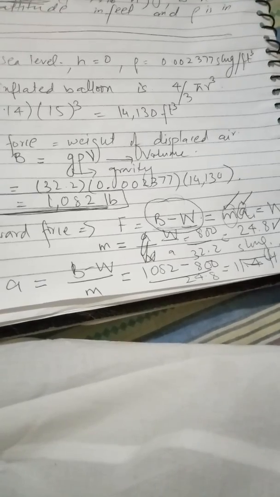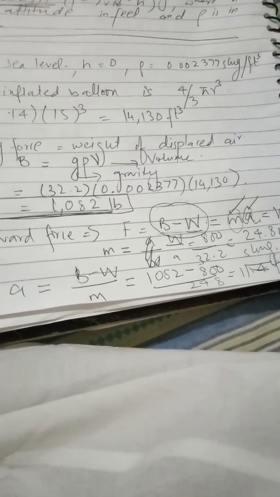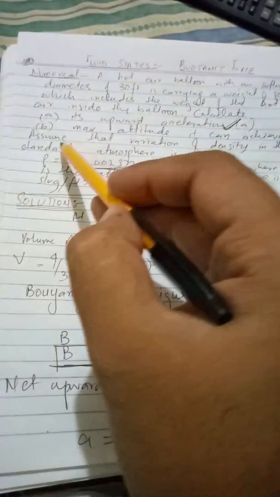Extracting the mass from the weight and then applying it for the upward acceleration, (B minus W) divided by m, you get 11.4 feet per second squared. Normally that is the unit of acceleration in this example. And the second part is the maximum altitude it can achieve.